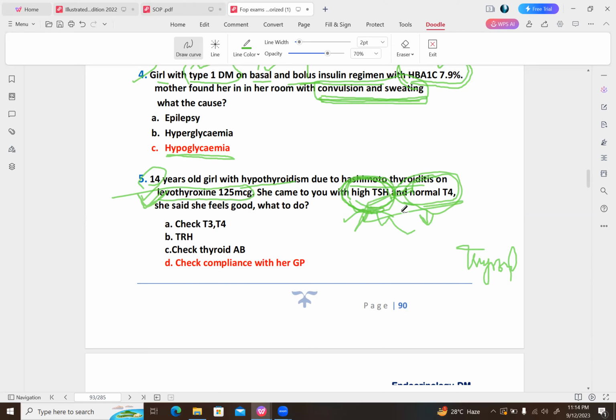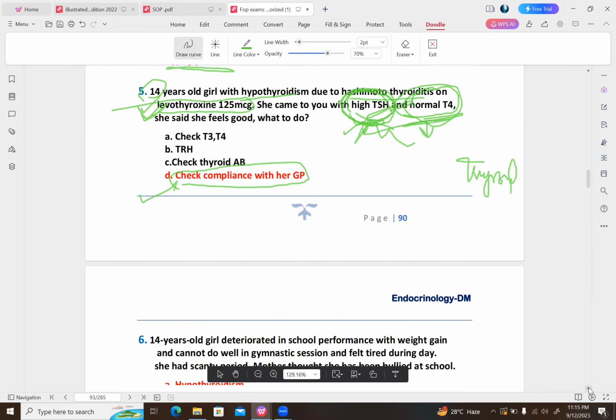Time doesn't allow this. She came to my clinic, she is having poor compliance, she is not taking the drugs properly, and now I come to know. I caught her because she is cheating. She has taken this levothyroxine just now and she is not taking it on a daily basis. So I have to check her compliance with her schedule. This is a very famous question of the exam.